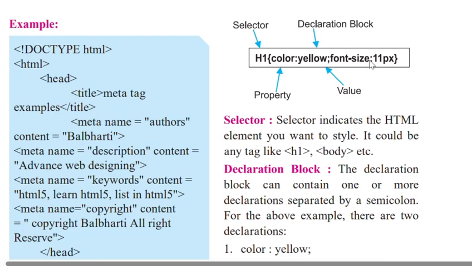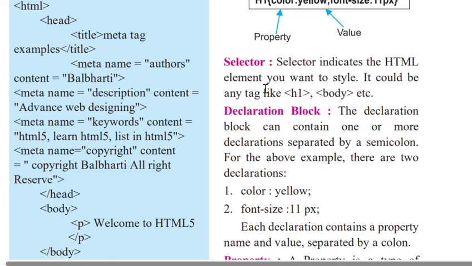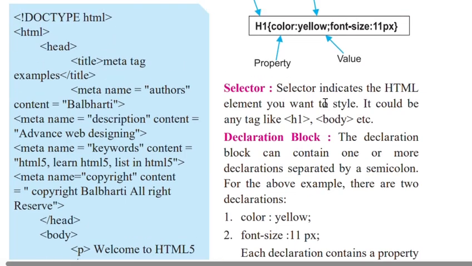You can see in this there is one box and some values are given in it. Here H1 is a selector, and color yellow is a declaration block. In color yellow, color is the property and the value assigned to it is yellow. The selector indicates the HTML element you want to style. It could be anything, any tag, like a heading, the body, or any other tag.